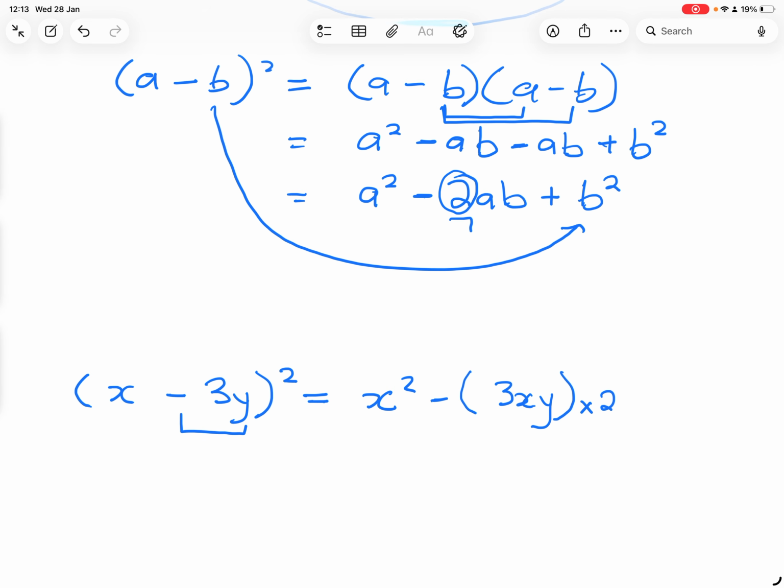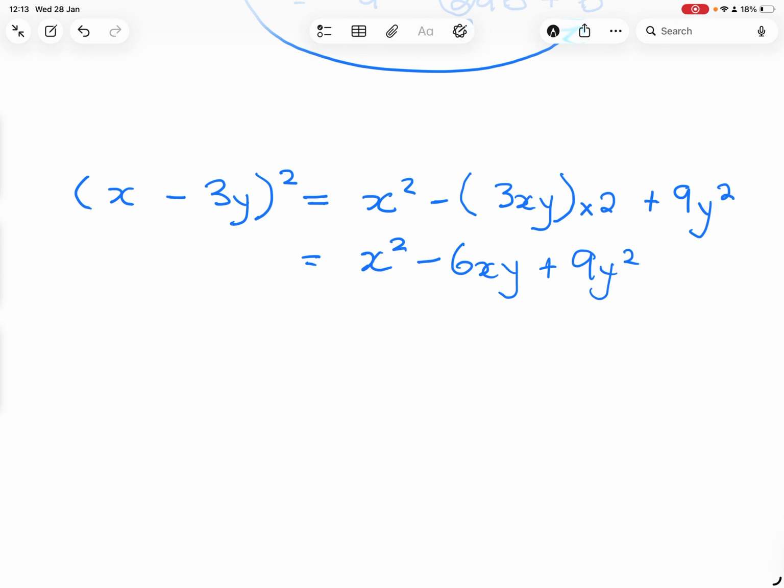Now remember, we square even the coefficient, so negative times a negative gives us a positive, so that will give us 9. Okay, 3 squared is 9. That's y squared. So in essence, what we're going to end up with is x squared minus 6xy plus 9y squared. Now let's check. If we are doing it from first principles, remember, what does this look like? Whenever we are squaring a binomial, it means we've got x minus 3y multiplied by another x minus 3y, right?